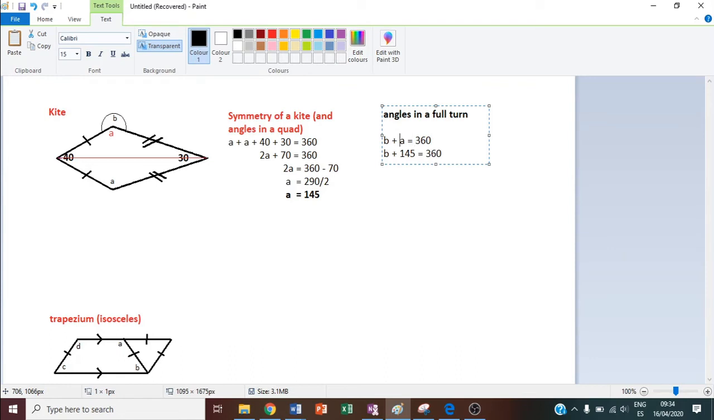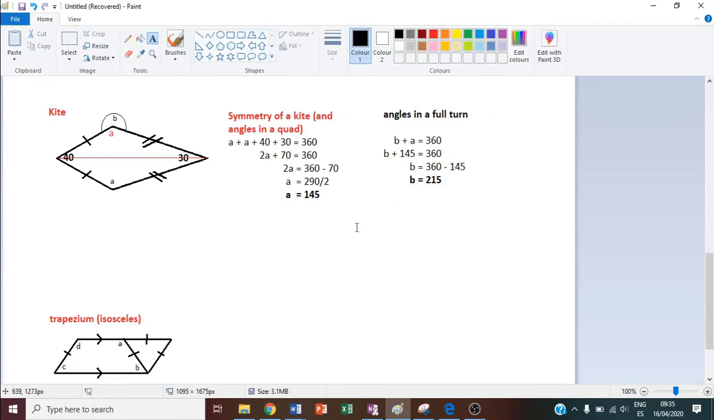Again, I want to line up my equal signs, which means that B on its own is 360 minus the 145. So B must therefore be equal to 215. It makes logical sense that B is such a big number because look at B. B is a reflex angle.